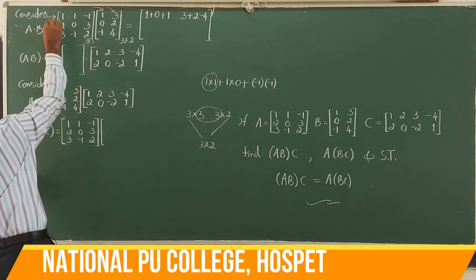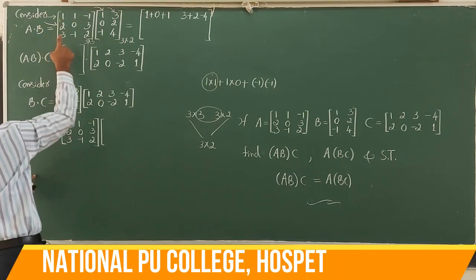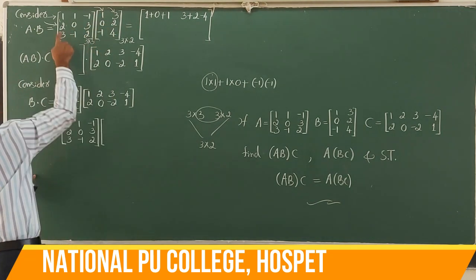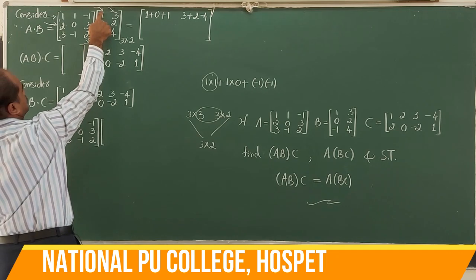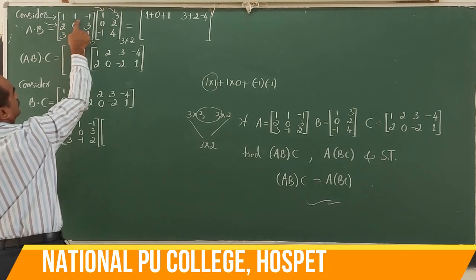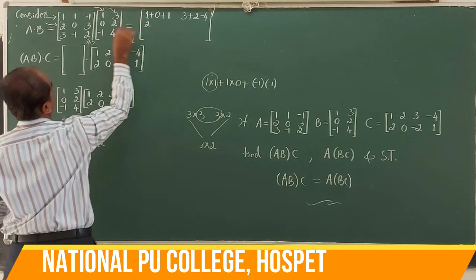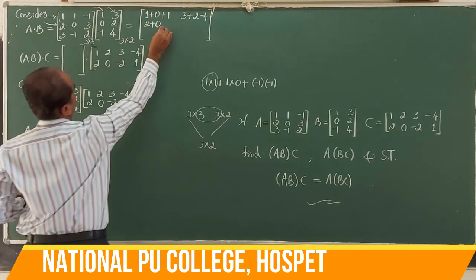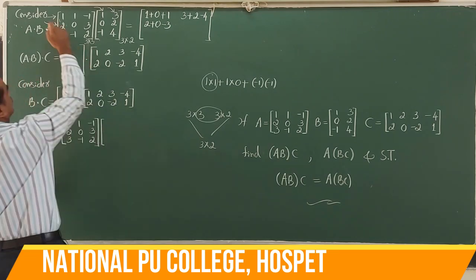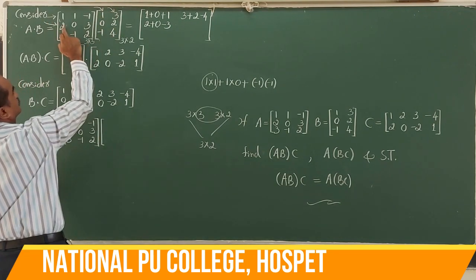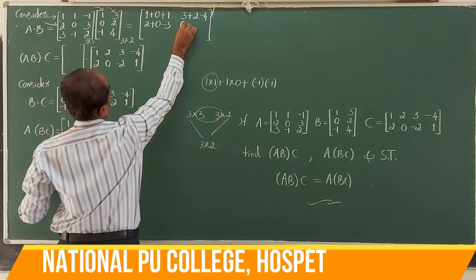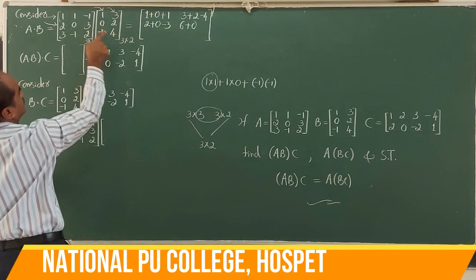Next, take the second row elements now. 2, 0, 3. Repeat the same process. 2, 0, 3. First column elements 1, 0, minus 1. 2 into 1 plus 0 into 0 plus 3 into minus 1. Second row, second column. 2 into 3 plus 0 into 2 plus 3 into 4.